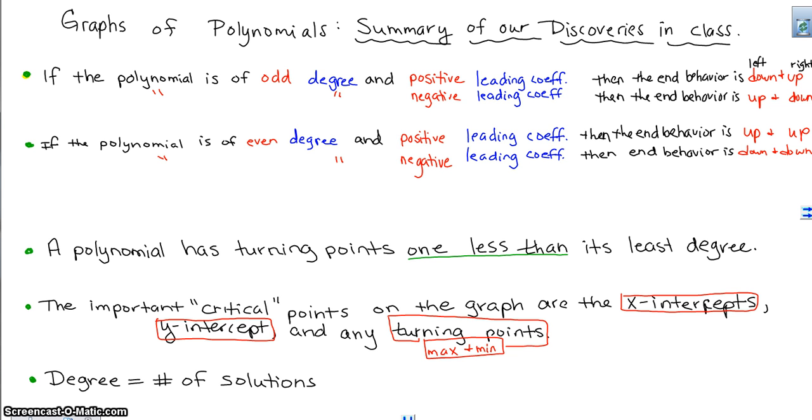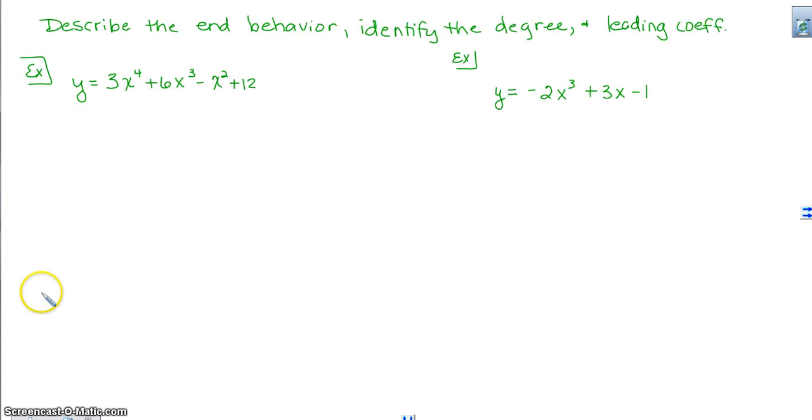A polynomial has turning points, one less than its degree. The important critical points on the graph are x-intercepts, y-intercepts, and any turning points. And remember, turning points are maximums and minimums of the graph. And because of the fundamental theorem of algebra, the degree is equal to the number of solutions. All right, so we're going to do a couple of examples describing the end behavior. We're going to identify the degree and also what the leading coefficient would be.